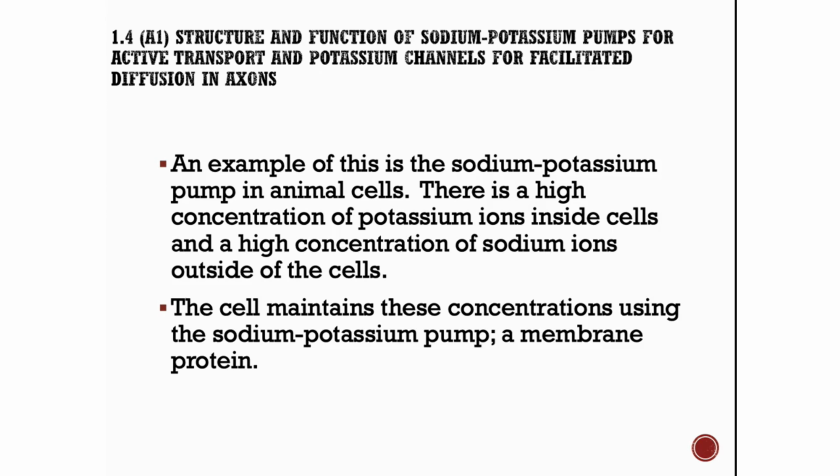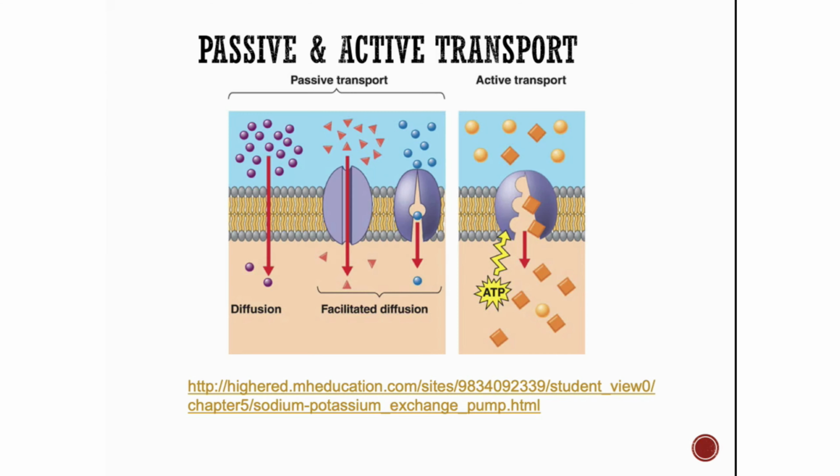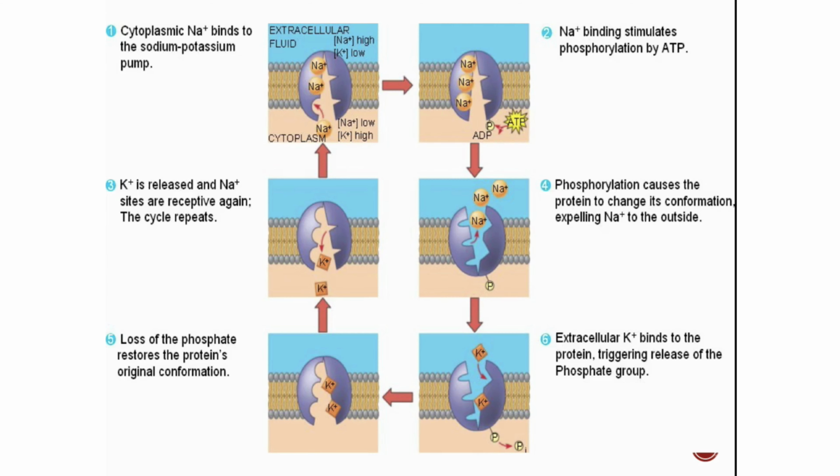So what happens during the sodium-potassium pump? The sodium ions are going outside: for 3 sodium ions going outside the cell, 2 potassium ions get inside the cell. So they are working against their gradient. So this is how it actually happens.